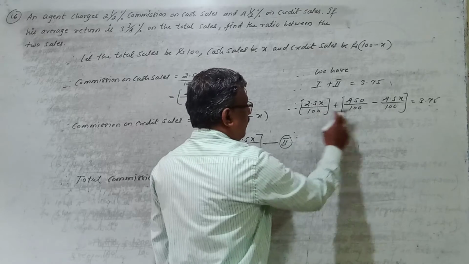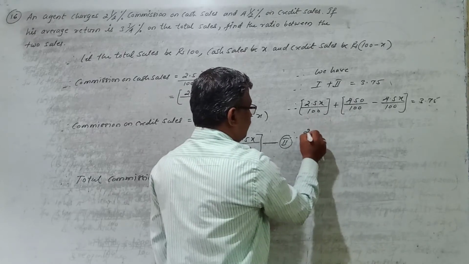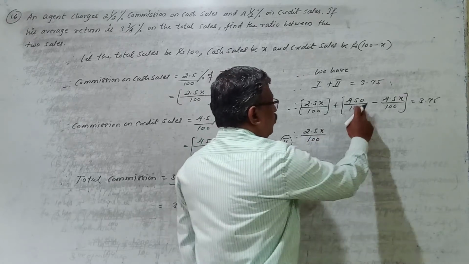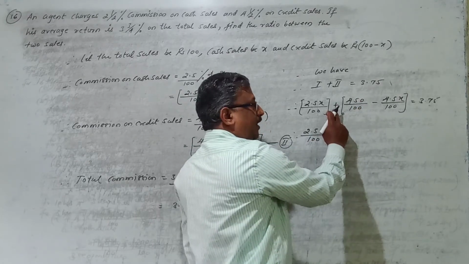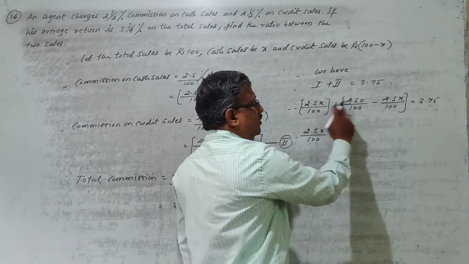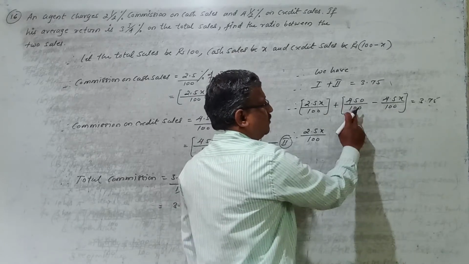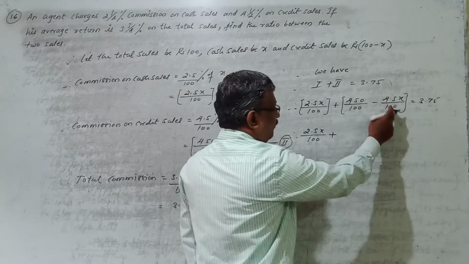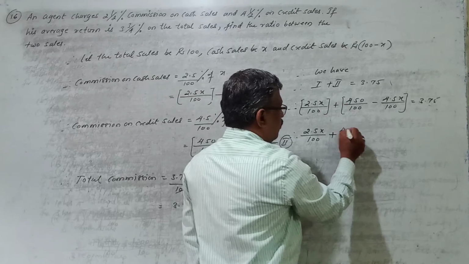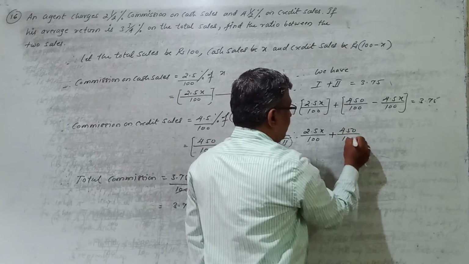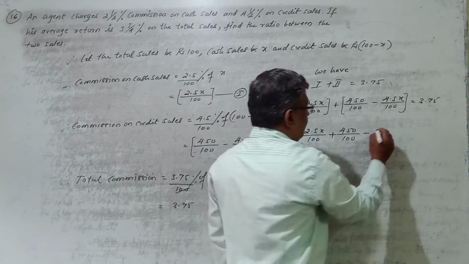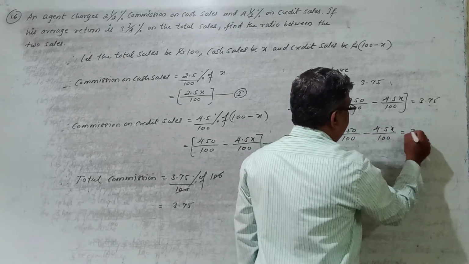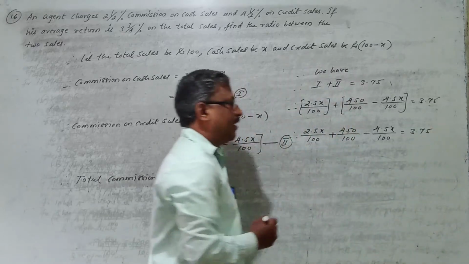First open the bracket. This remains as it is, it doesn't change: 2.5x divided by 100. Now open this bracket. To open this bracket, see the sign outside the bracket. Outside the bracket, which sign is there? Plus. So all signs inside the bracket remain the same. This plus remains plus, this minus remains minus. Even if you multiply, you will get the same. Plus into plus is plus, 450 divided by 100. Plus into minus is minus 4.5x divided by 100 equal to 3.75. You keep it as it is.